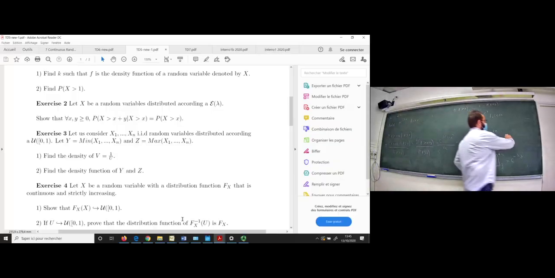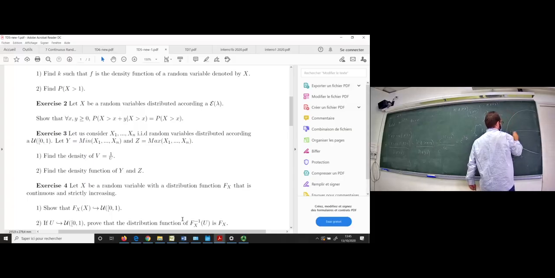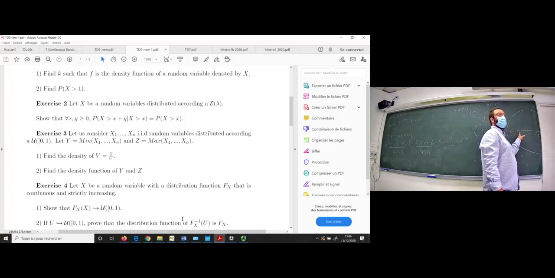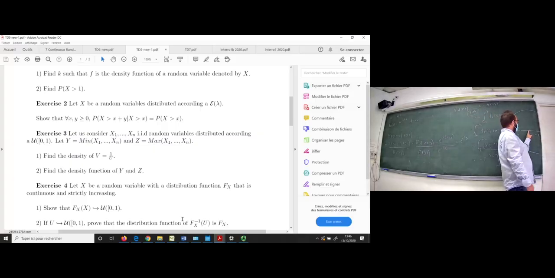Just a little picture. I have 0, y, and x plus y. So the probability that I am greater than y is the probability to be greater than this number. And the other, the conditional probability, is, knowing that I am greater than x, the probability that I will be greater than x plus y. So you see that you have a translation of this by small x.